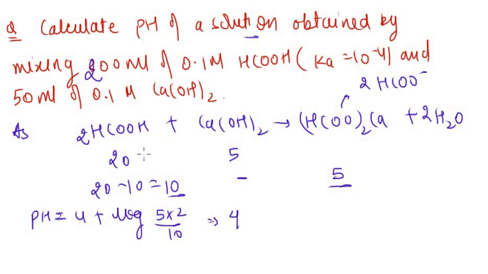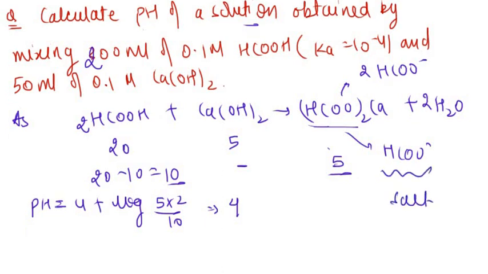Remember, when there is a polybasic acid or a polyacidic base, in this case we have to remember that the concentration in the derivation we used was the HCOO minus concentration, which came from the salt.